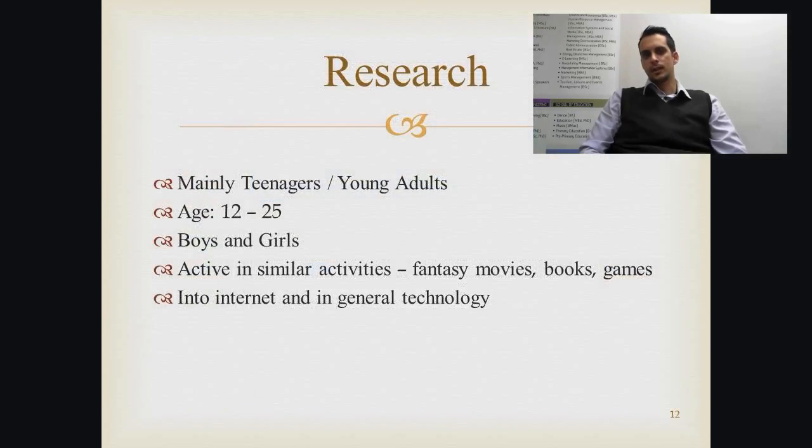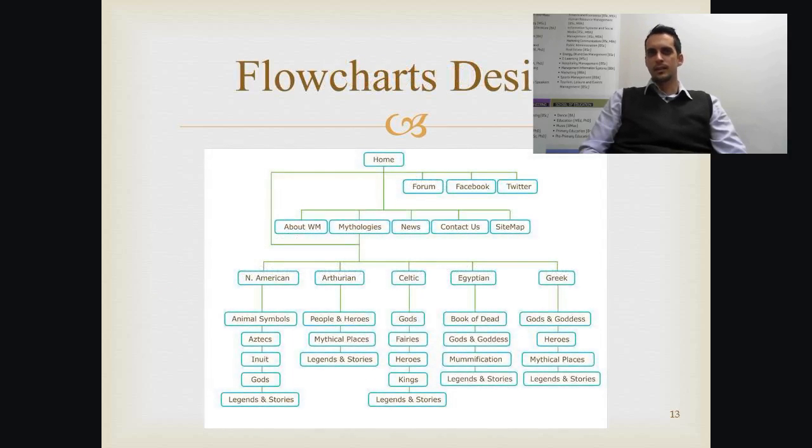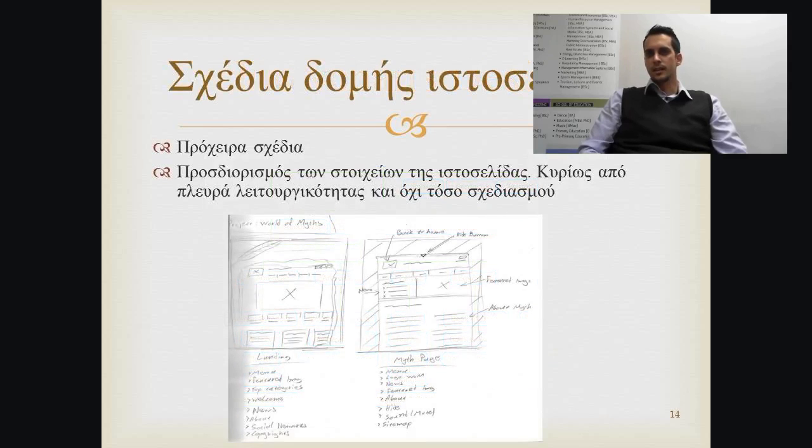So, first of all, we had to do deep research to find out who our audience was, which was mainly teenagers and young adults. The age was around 12 to 25, both boys and girls. They were active in similar activities: fantasy, movies, games, books, etc. And very active on the internet and technology. After the research was done and we figured out our target audience group, we gathered all the information about the subject, and we created the flowcharts. After the flowcharts, a very fast sketch of what the structure, the components, and the main functionality were going to be.